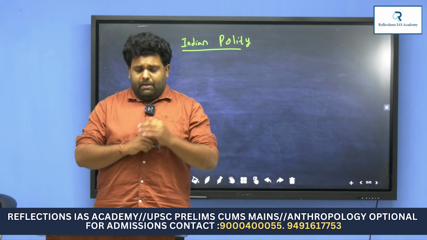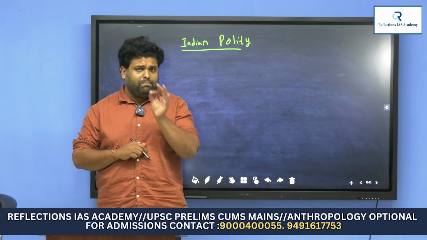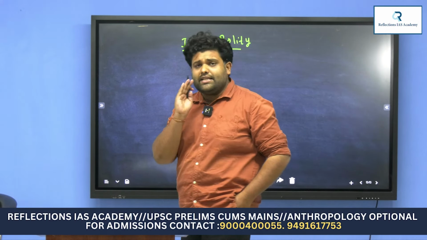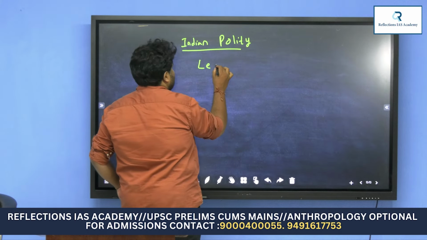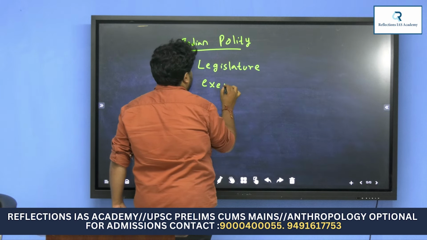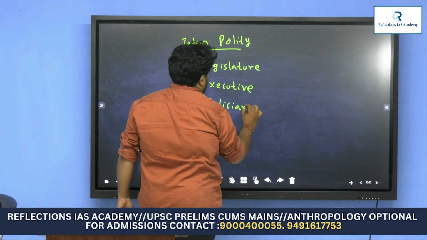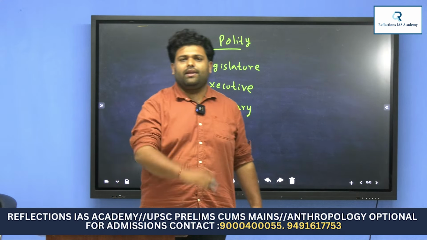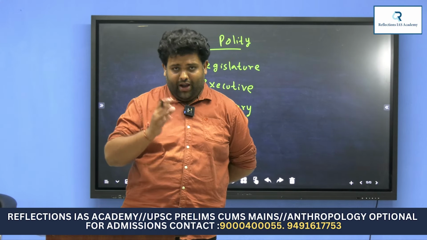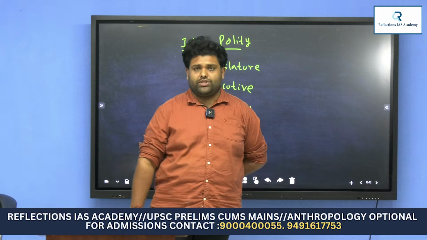IAS or IPS officer. Basically, Indian constitution is all about distribution of powers. What do you have in Indian polity? What are the three basic organs that you have? One is legislature. Then you have executive. Then you have judiciary. Now, always there is a question as to which is the most powerful organ among these three. As I told you, it is based on distribution of powers.